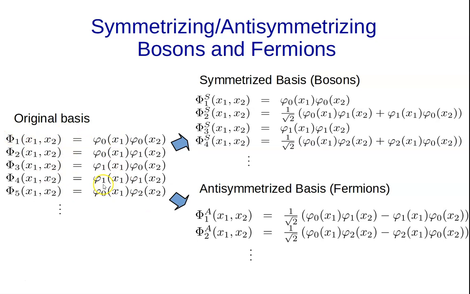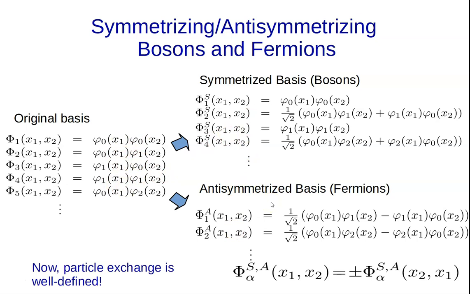This is fine for distinguishable particles, though. If I have not two electrons or not two identical particles, this state is still okay, but not if I have identical particles. So when I symmetrize or antisymmetrize them, then particle exchange is well defined, and I get wave functions that describe either bosons or fermions. Okay, so this is an important point.